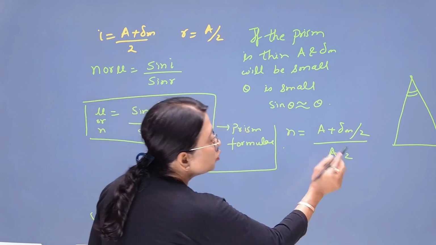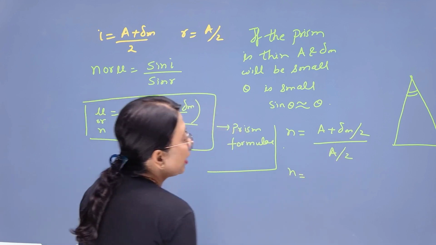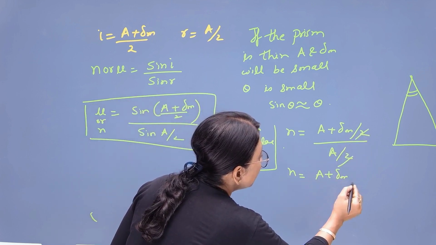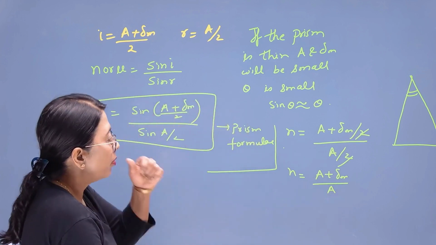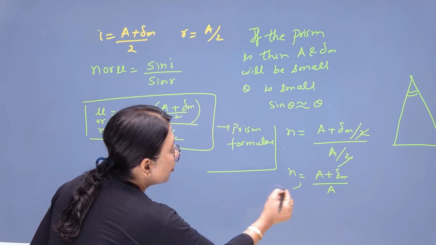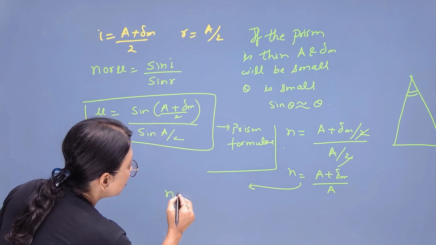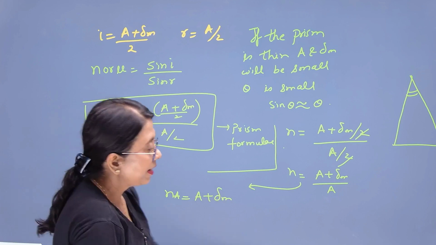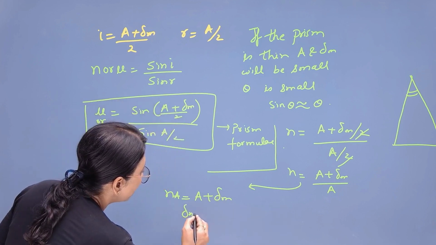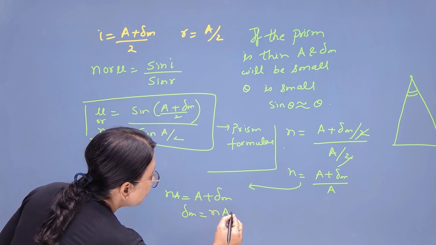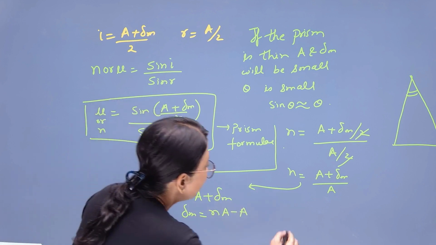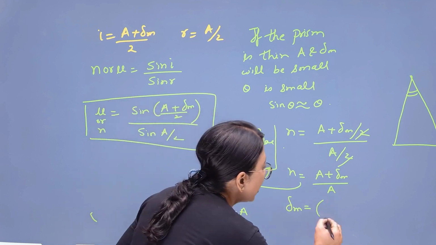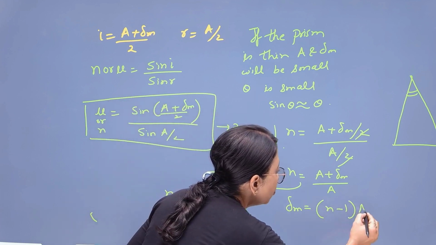Correct? So this 2 will go, and we are going to get what? n is equal to, 2 goes, we get a plus del m divided by a. And the formula that we get is n a is equal to a plus del m. We got this? Right? And now from here we can write that del m is equal to n a minus a. Or we can write that del m is equal to, we take common, क्या common ले लेते हैं, a को. If we take common a, then this is n minus 1 into a.